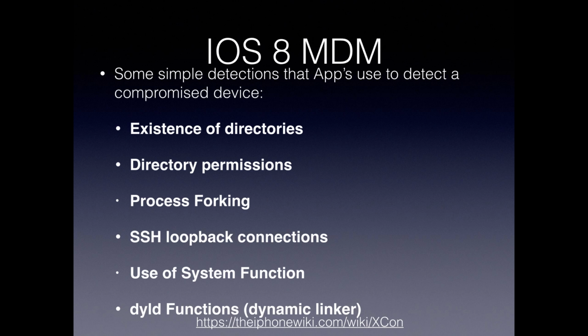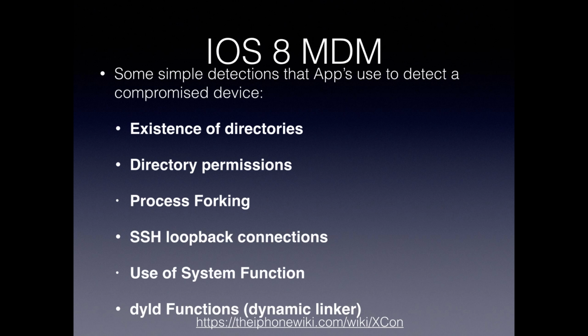Another one is SSH loopback connections. There's only a small number of applications that actually implement this protection mechanism, as it's not nearly as effective as the others. But due to the large portion of jailbroken devices that have OpenSSH installed, these applications will try to connect to localhost on port 22. Obviously, if there's a successful connection, it means that the phone is jailbroken, since you're not allowed to have an SSH daemon running on an iPhone, unless, of course, it's jailbroken.